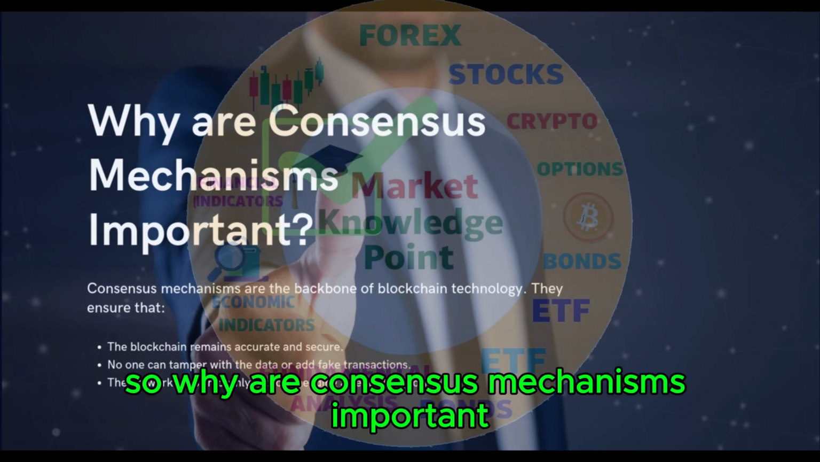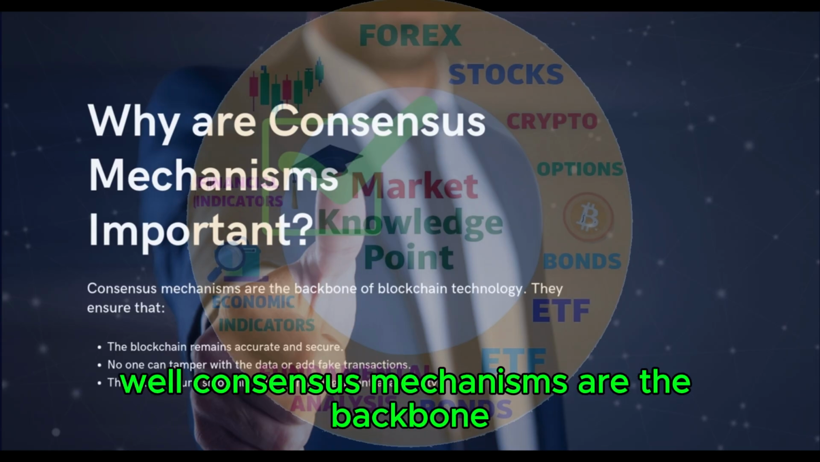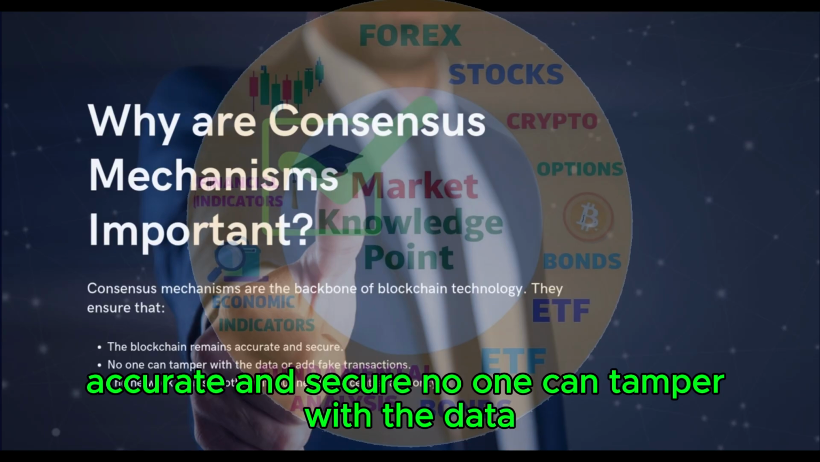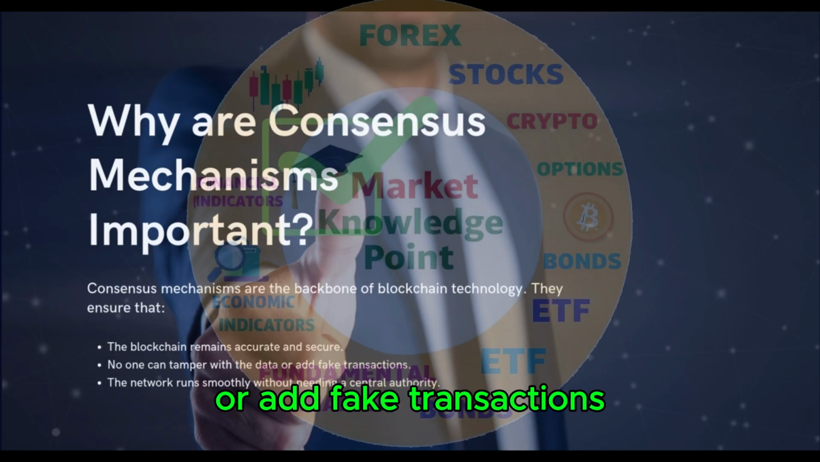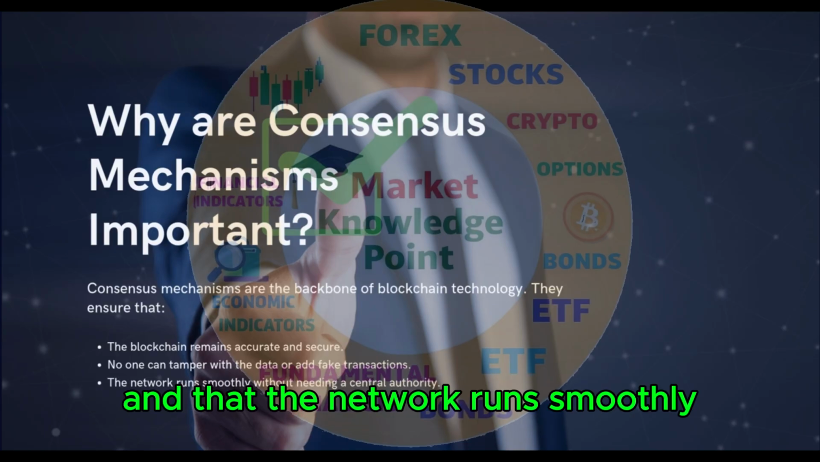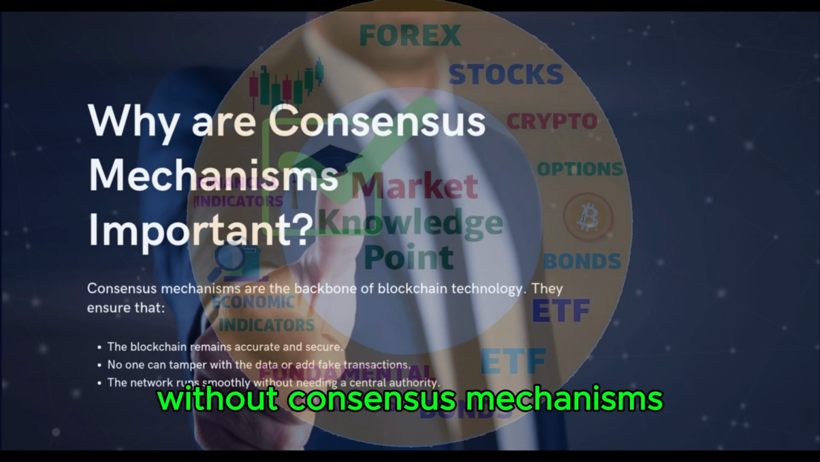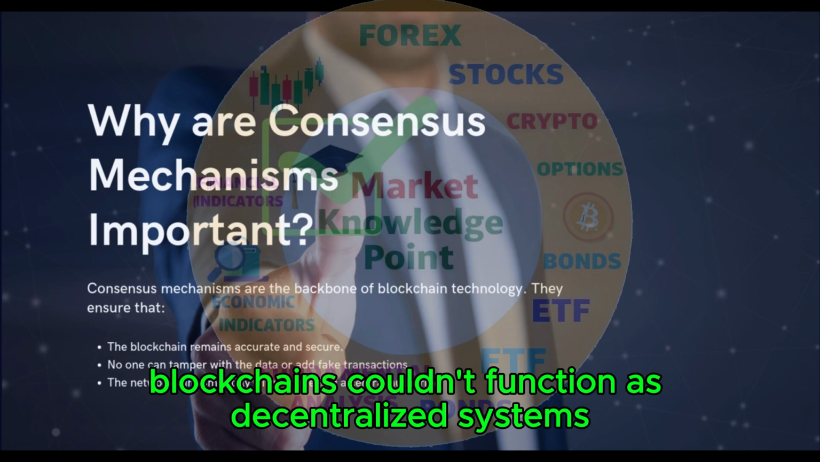So, why are consensus mechanisms important? Well, consensus mechanisms are the backbone of blockchain technology. They ensure that the blockchain remains accurate and secure, no one can tamper with the data or add fake transactions, and that the network runs smoothly without needing a central authority. Without consensus mechanisms, blockchains couldn't function as decentralized systems.